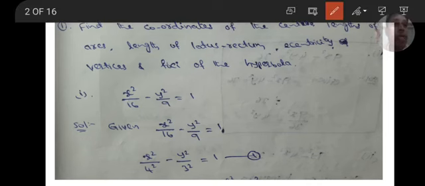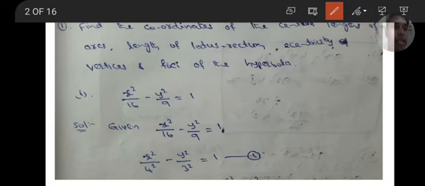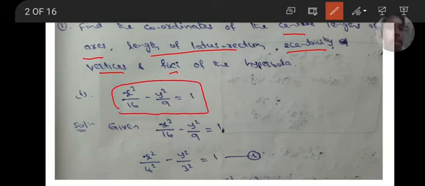First problem: find the coordinates of the center, length of the axes, length of latus rectum, eccentricity, vertices, and foci of the hyperbola x square by 16 minus y square by 9 equal to 1. You have to find these values. The hyperbola is x square by 16 minus y square by 9 equal to 1.